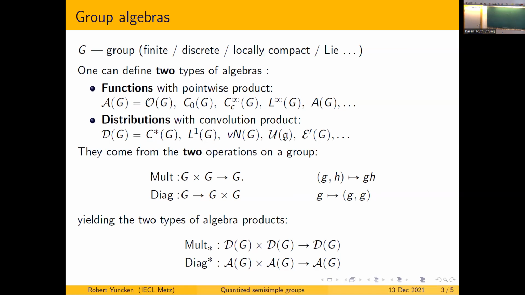The first is the group law, multiplication, and the second is the much underrated diagonal map, which embeds G into G times G along the diagonal. Okay, and if you use either the push forward by multiplication on distributions, you get convolution, or if you use pullback on functions by the diagonal embedding, you get the pointwise multiplication. Okay, and this is a recurring theme. Functions like to be pulled back, distributions like to be pushed forward, and to do the wrong way, you basically need to convert your functions into distributions before they will allow themselves to be pushed forward.